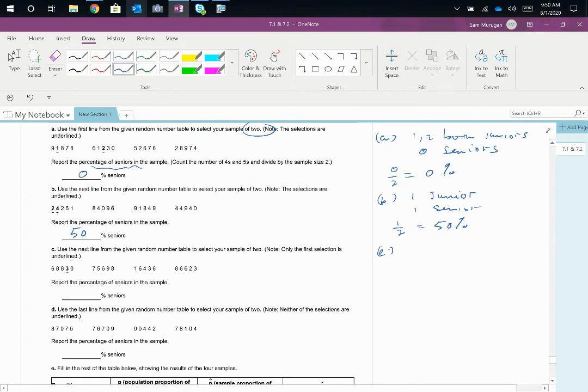Part C. The first number we come to is 3. The second number we come to is 5. So we've got 1 junior, and 5 is a senior, so 1 senior. So the percentage of seniors is 1 out of 2, which is 50%.